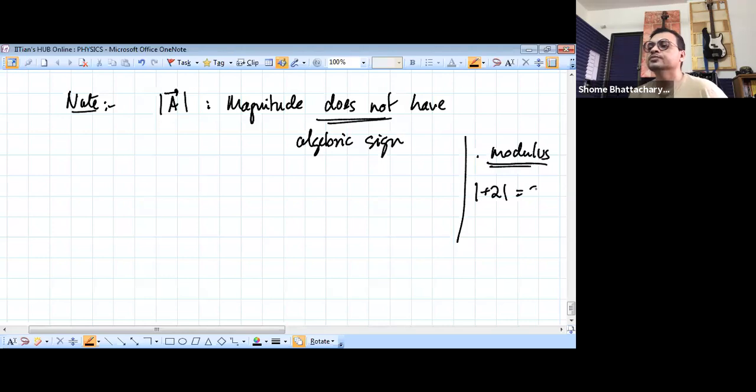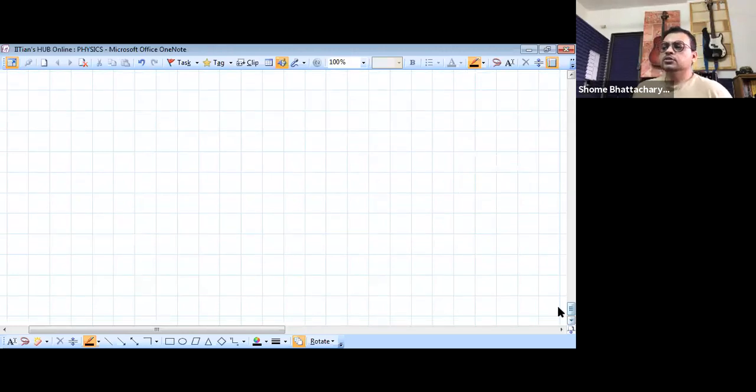In maths also it is like that. A modulus of plus 2 is 2. Modulus of minus 1 is 1. It just removes the sign. Very similarly, magnitude of a vector does not have algebraic sign. This is something that you should additionally write down. So this is an important point. All right. Now, let's move on to the next thing.